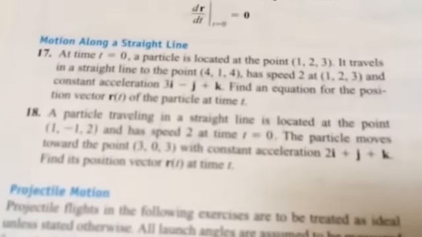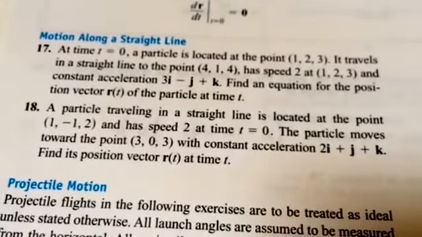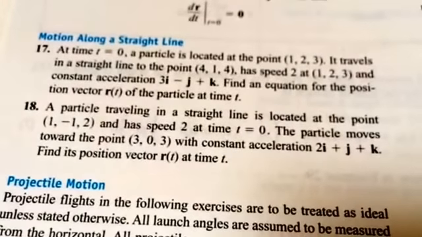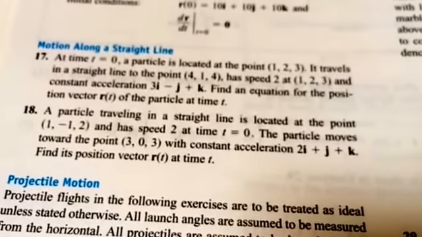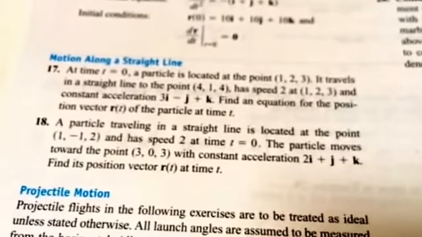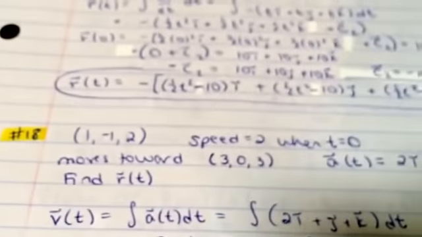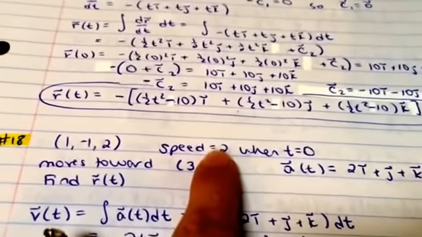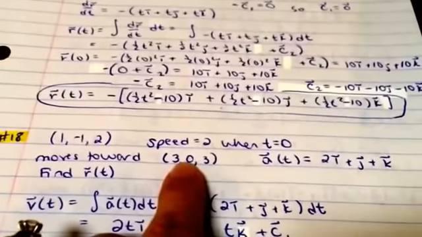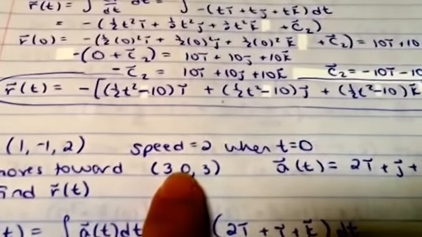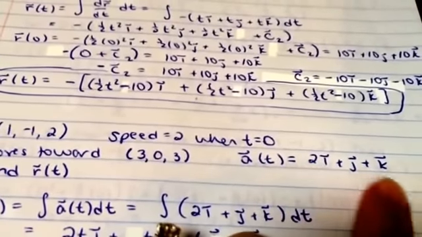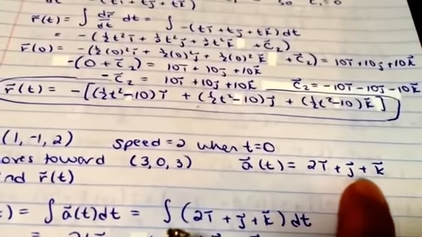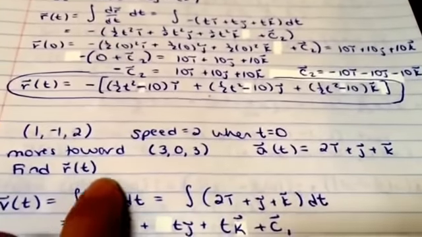18 says, a particle traveling in a straight line is located at the point (1, -1, 2) and has speed 2 at time t equals 0. The particle moves toward the point (3, 0, 3) with constant acceleration 2i + j + k. Find its position vector r(t) at time t. So here I have the point. This is the speed when t is 0, moving toward this. Constant acceleration is what they call this. It's constant because see how there are no variables? So this is the acceleration, and I want to find r.